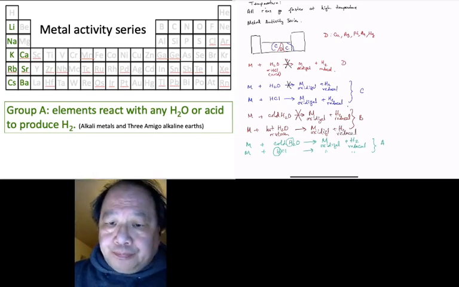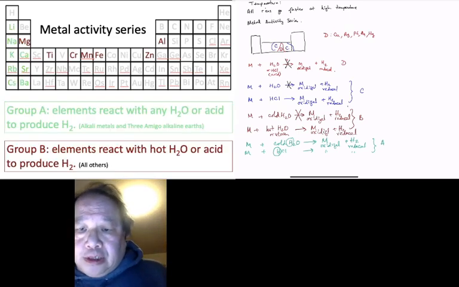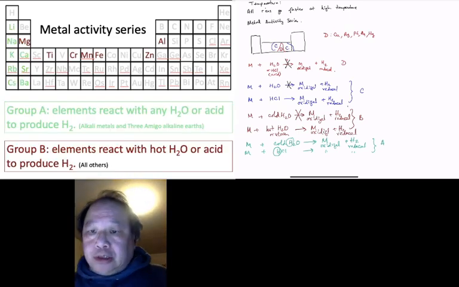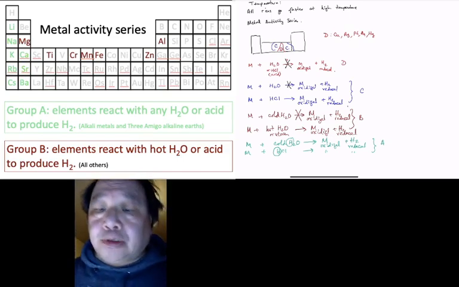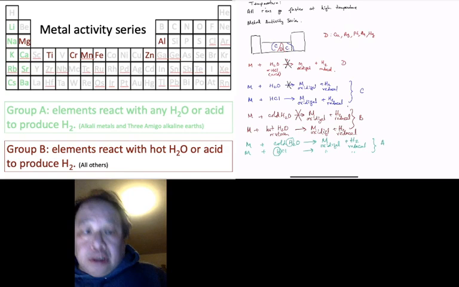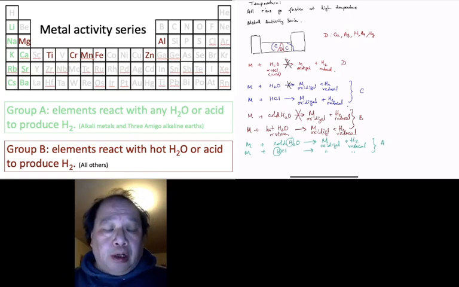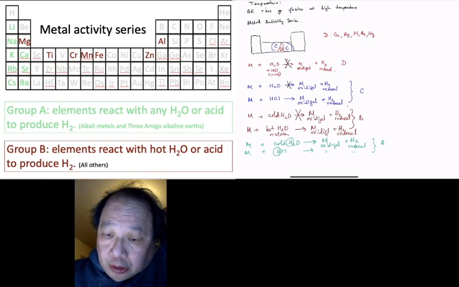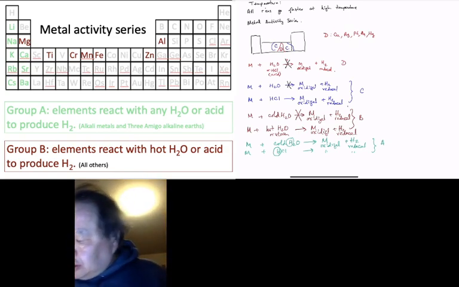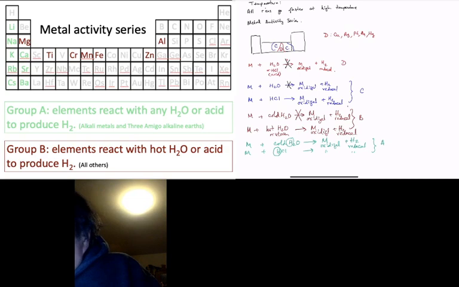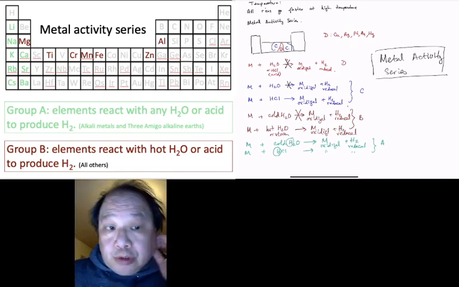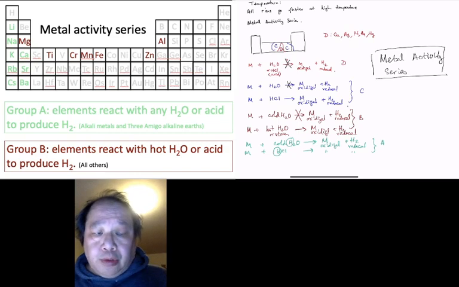I show them here. Magnesium, titanium, chromium, manganese, iron. There's zinc, the exception, and aluminum. And I've chosen these metals because these are the metals that are listed inside your textbook. This is the metal activity series. And it's actually a series that practicing chemists know because water is super important and you'd like to know which metals react with water.